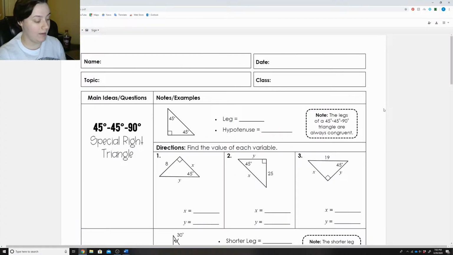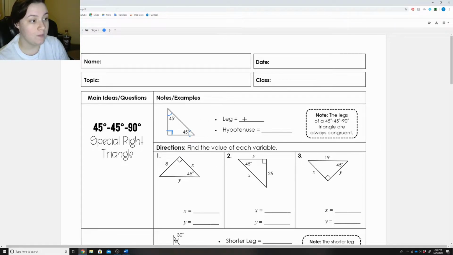So we're looking at special right triangles. Our first type of special right triangle here, you can see, is a 45, 45, 90 special right triangle. So all that means is literally just that you have 45 degrees, 45 degrees, and a 90-degree angle in the triangle. Those are the three angles. That's all it means.